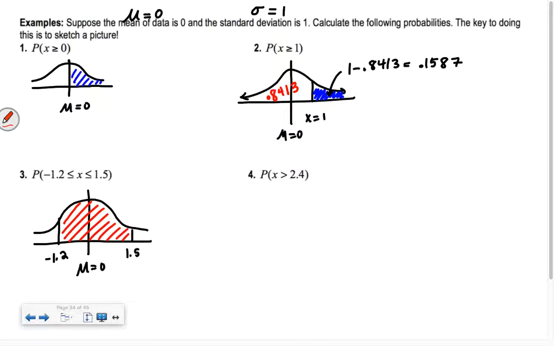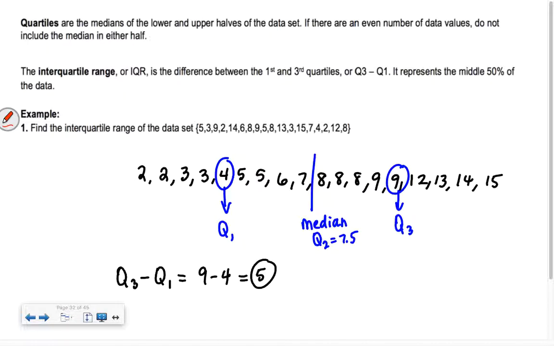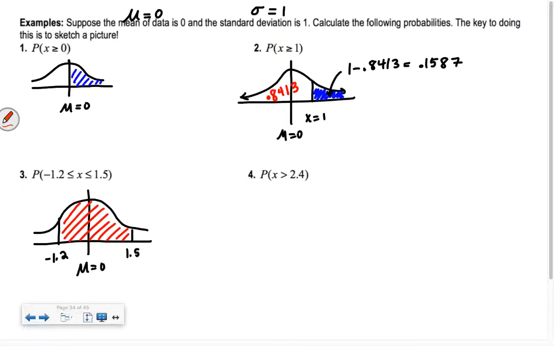So notice on our chart, we don't have any negative numbers. We only have positive numbers. So let's do the 1.5 first. So we're going to go down to an x value of 1.5, all the way down. You guys see 1.5? And the second decimal, 1.50, right? So we're going to use 1.50. So I get point, what is that, 9332? Okay, that means that the area under this curve, all the way this way, so sometimes I draw a little arrow above it, is 0.9332.